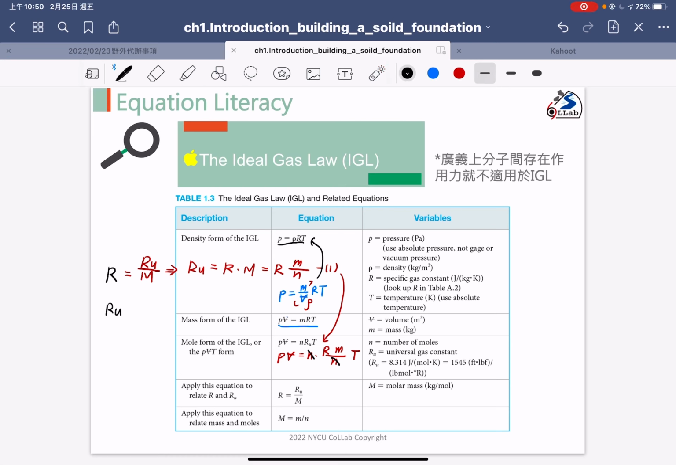And the Pa unit is the Newton per meter square. The pressure is the force divided by the area. So you can see the Newton per meter square, and the density unit, everyone knows that. And the specific gas constant, the unit is Joule. J is Joule. So what is the Joule? The Joule is like the energy, right?